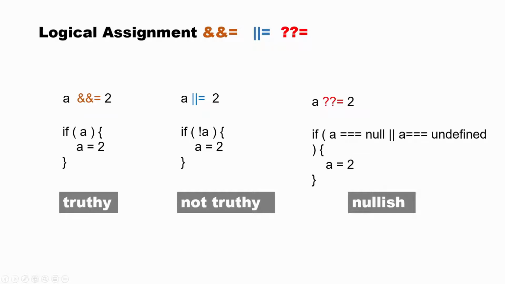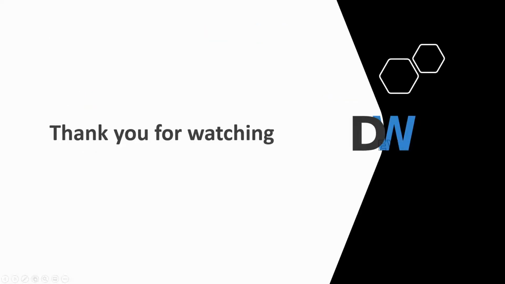The logical OR assignment operator is kind of the opposite of the logical AND. So only if A is not a truthy value, A will be assigned 2. And for the last one, the nullish assignment operator, A will only be assigned 2 when A is a nullish value, meaning that A has to be either null or undefined in order to have the 2 assigned to it. And that's all the new features that you need to know in ES12.